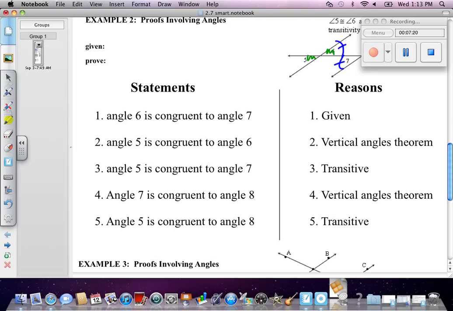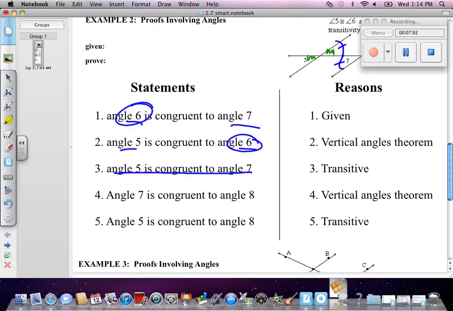How did you get that angle 5 is congruent to angle 7? Isn't it because they're both the same? Well, you've got 6 is congruent to 7, and 5 is congruent to 6. So see how they both have 6 in common? Therefore, they have to be congruent to each other. It's transitive. A equals B, and B equals C, then A equals C. Okay? And then 7 is congruent to 8 by vertical angles. Therefore, 5 is congruent to 8.